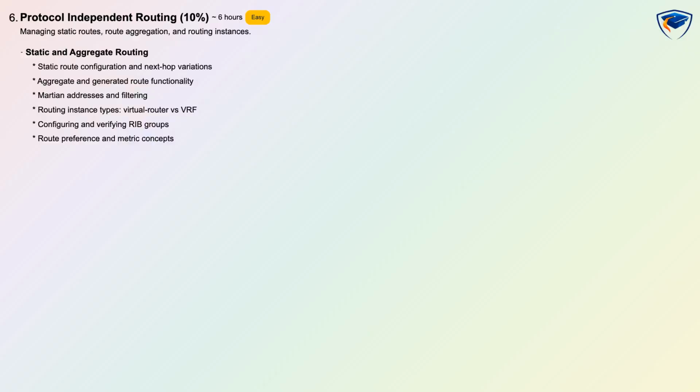Learn static route configuration and next hop variations, aggregate and generated routes, and how to filter Martian addresses. You will also study routing instance types such as virtual router versus VRF, configure and verify RIB groups, and understand route preference and metric concepts for predictable routing.